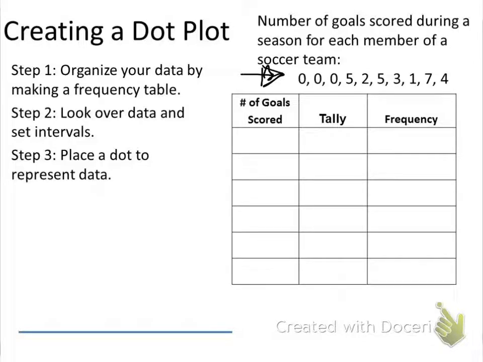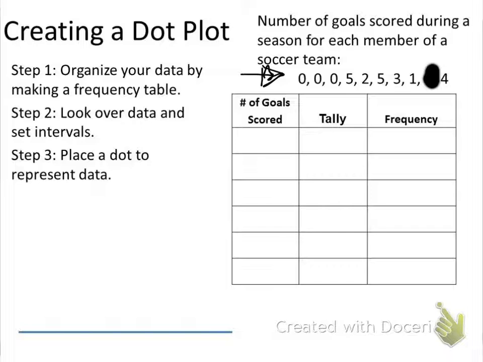This data talks about the number of goals scored during a season for each member of a soccer team. And then we have a whole bunch of numbers here. I had an extra data set number in mind, so I just blacked it out so it's not going to change our data. Alright, so we need to make our frequency table.